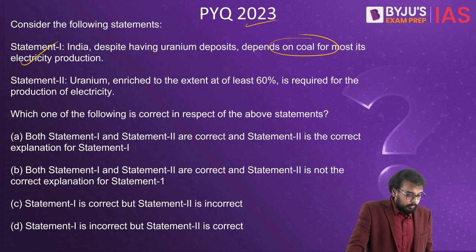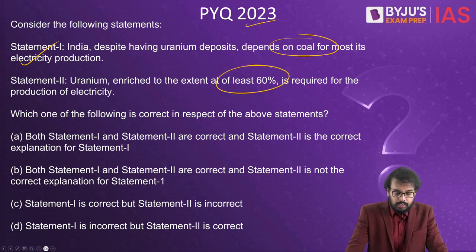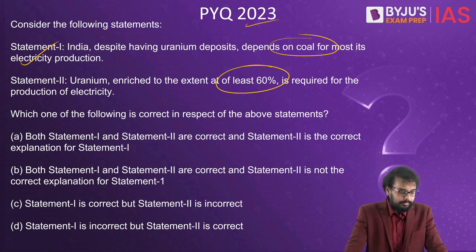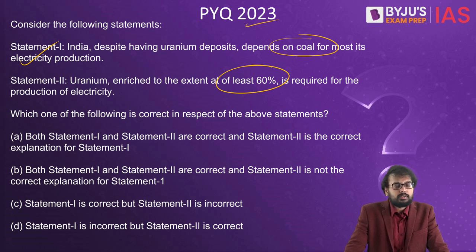So what about statement 2? That uranium enriched to an extent of at least 60% is required for the production of electricity. Is it true? Uranium enriched to an extent of at least 60% is required for the production of electricity. What do you think? Is it true?